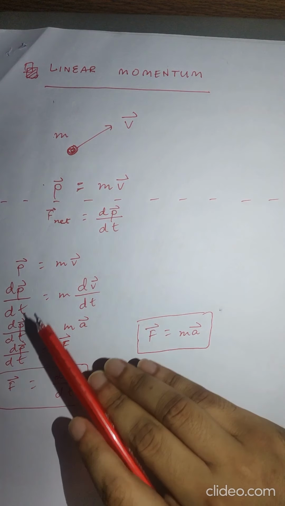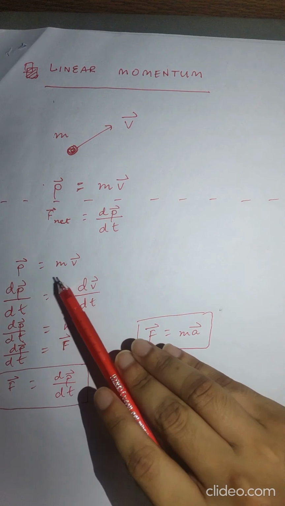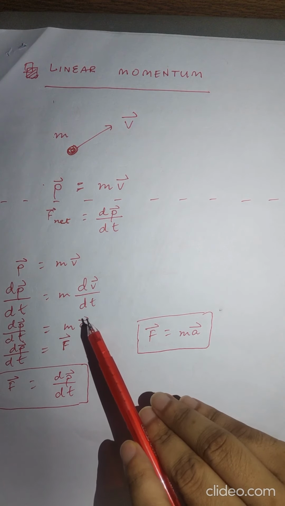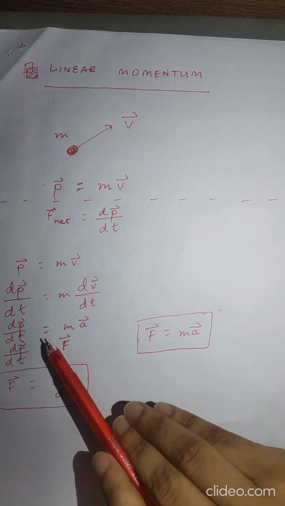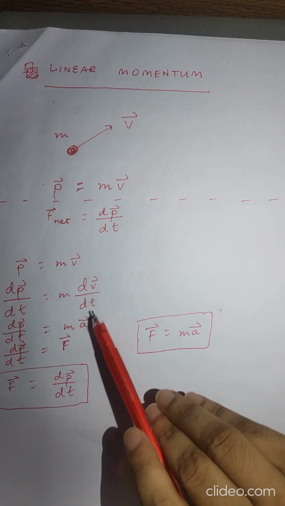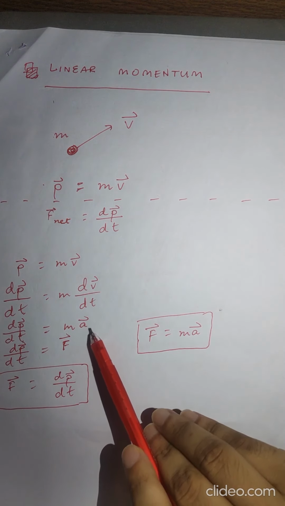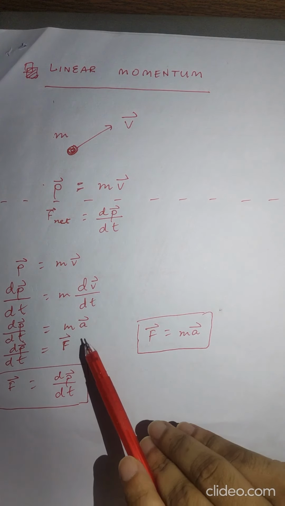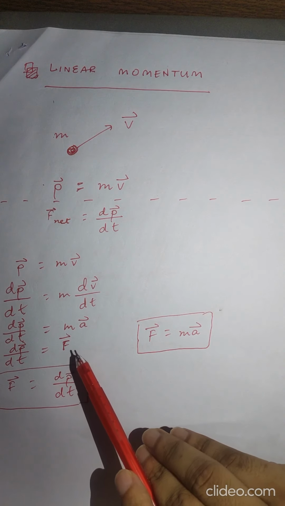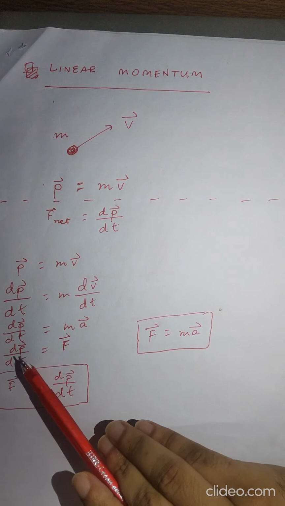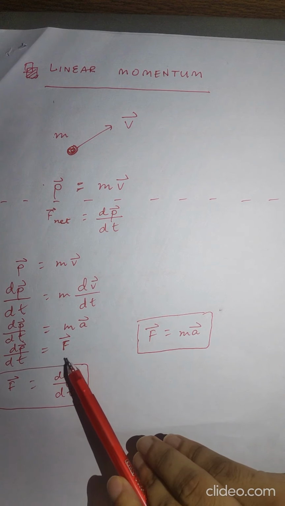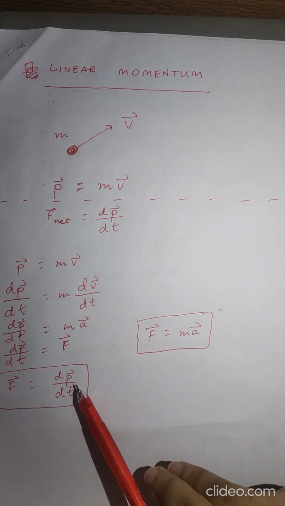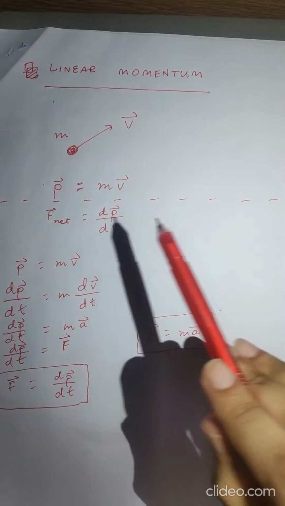If we take the time derivative of this equation, then we get dp by dt equals m dv by dt, and then dp by dt equals m times, so dv by dt is acceleration, and then ma is basically the force that is acting on a particle. So we end up with dp by dt being equal to the force. So we can write the force as the time rate of change of the linear momentum of a particle.